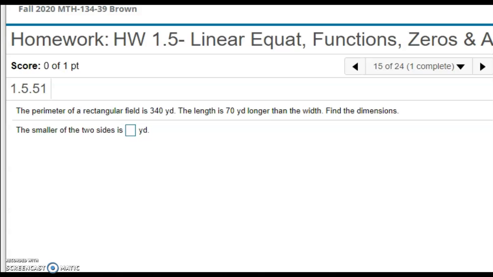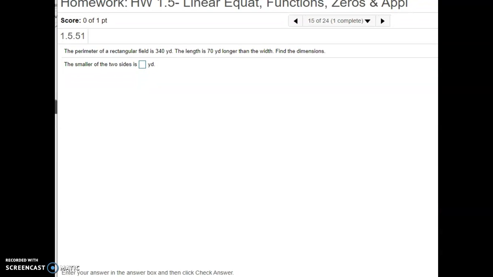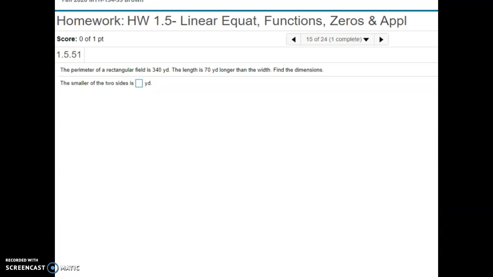Question number 15 says the perimeter of a rectangular field is 340 yards. The length is 70 yards longer than the width. Find the dimensions. And then we're going to work through this and then start filling in the answers. So I'm going to pull up some paper to work on. Okay, in the bottom half of the screen, I'll work the problem, and then you can still see the problem there at the top, I believe. Let me move this up a little bit more. Whoops, that didn't work.